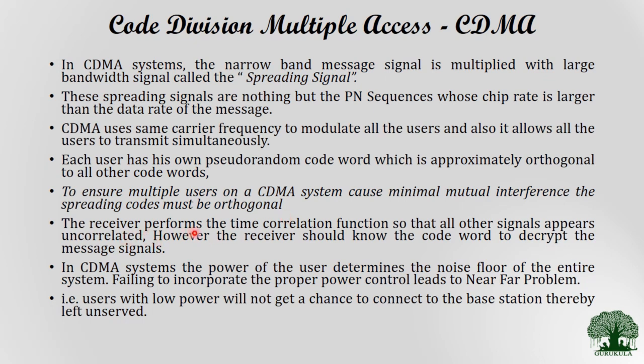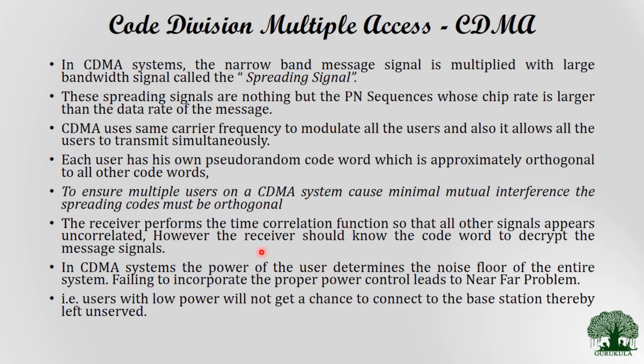The receiver performs the time correlation function so that all other signals appear uncorrelated. However, the receiver should know the code word to decrypt the message signals. That is already known to us from discussing the working principle of code division multiple access. We can decrypt the messages effectively only if the receiver knows the code word that is used for encrypting the messages at the transmitter side.